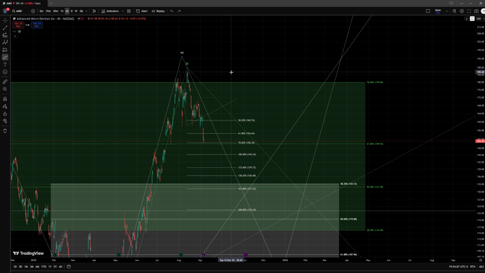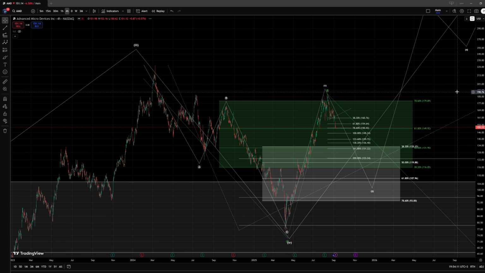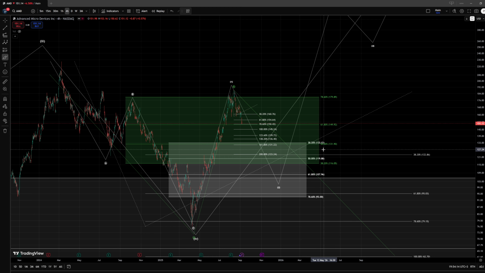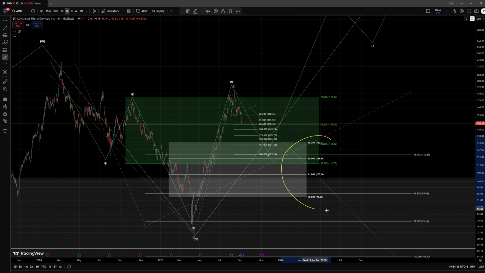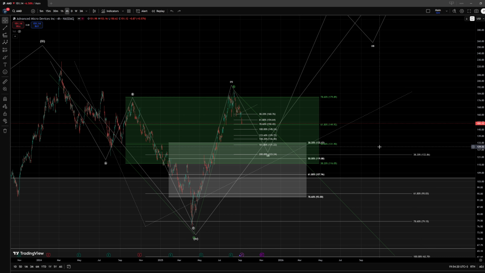So for now, we will have to wait and see. I wouldn't necessarily recommend an entry before we have a more substantial pullback, at least to the support zone that we have here in white. But for now, these are the levels. This is the trade setup.